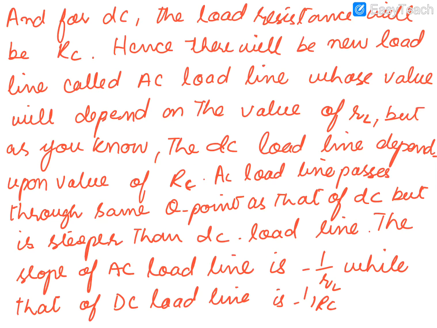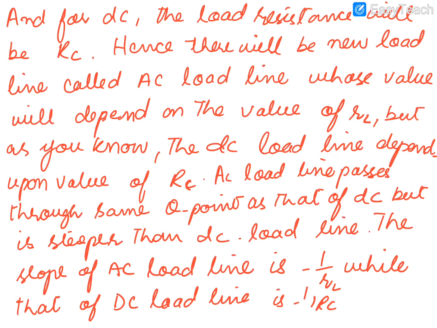As you know, for DC the load resistance will be RC, and the load line depends upon the value of RC, as the slope of the DC load line is equal to -1 over RC. But in the case of the AC load line, it will depend upon the value of rL.